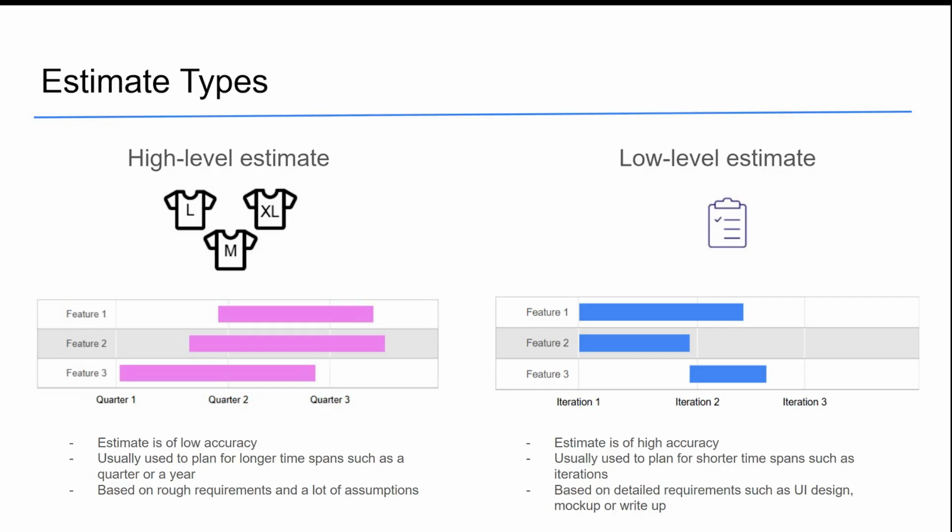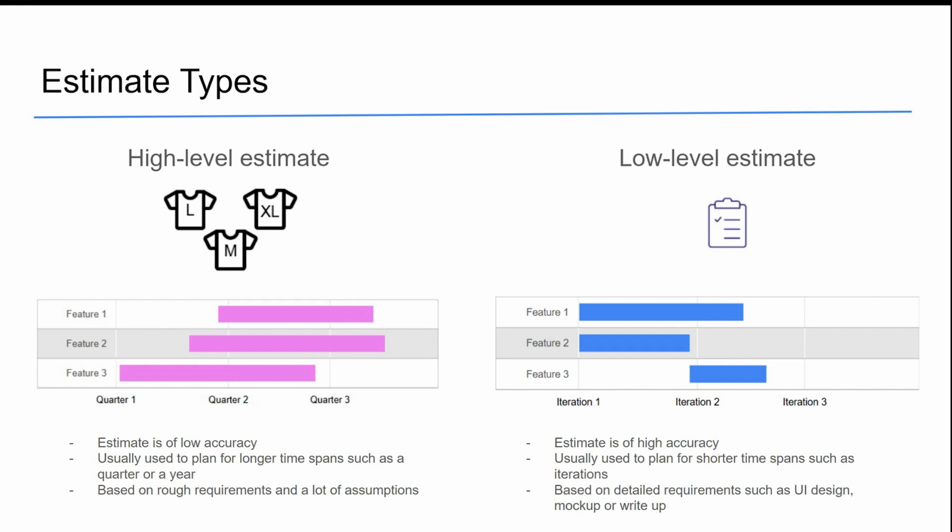So how do we achieve it in the proper way? First of all, we need to say this. An estimate is a probability measurement, and not an exact number. We can only predict it with a certain level of accuracy. What accuracy do you need for that estimate? Estimates can be of two main types, high-level estimate and low-level estimate.